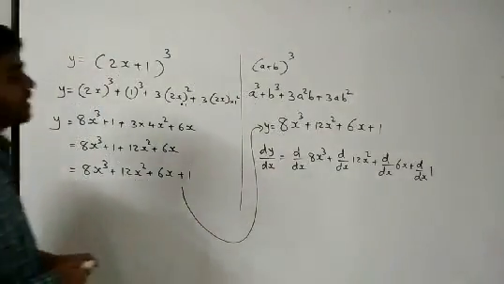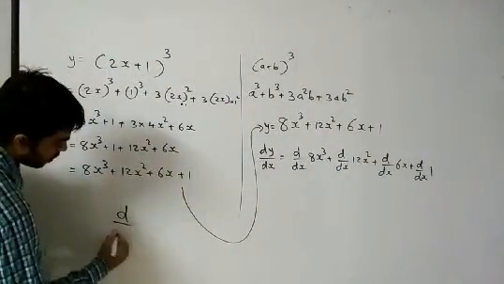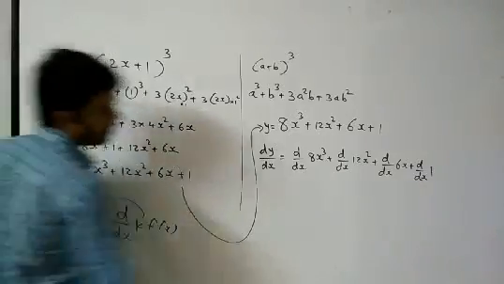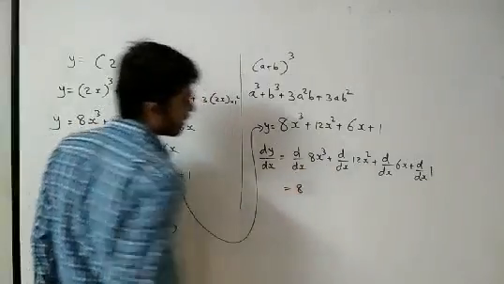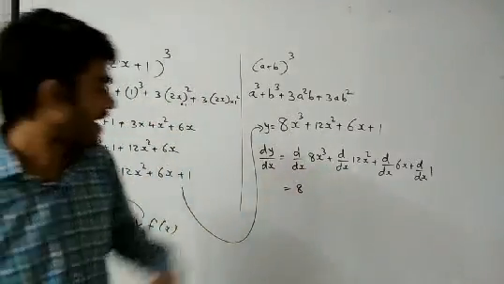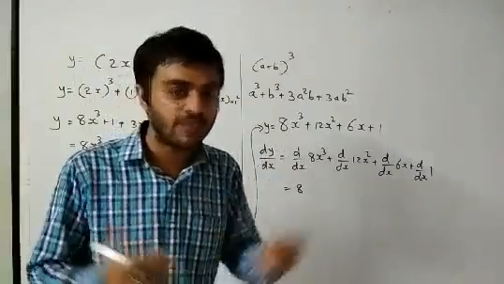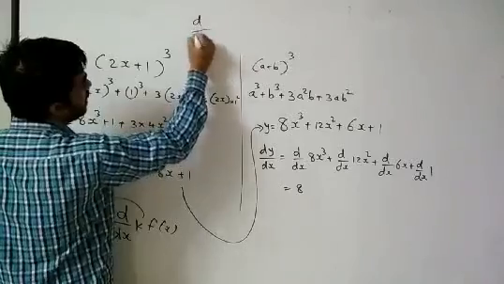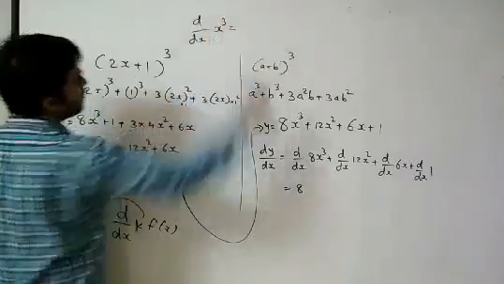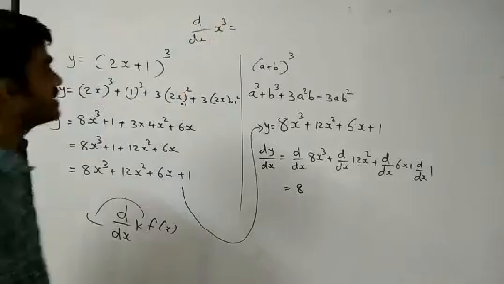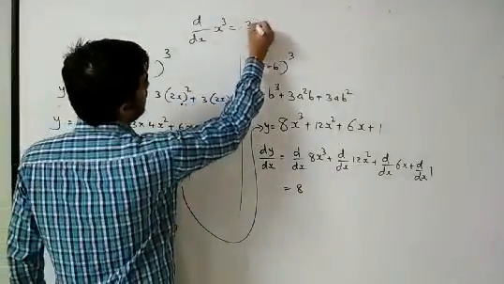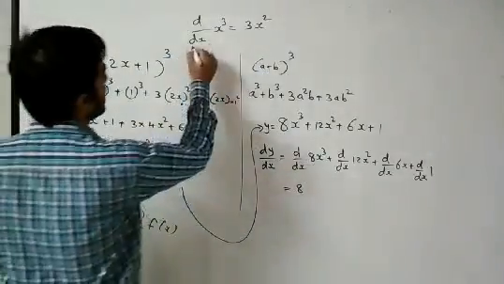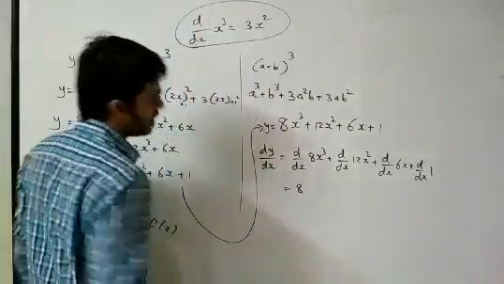Now you know that for the derivative of a constant times a function, this constant k will be outside. So I am taking this 8 outside. Now d by dx of x cube. We know that d by dx of x power n is n into x power n minus 1. So here 3 into x power 3 minus 1, that is 2. So for d by dx of x cube, our answer will be 3x square.